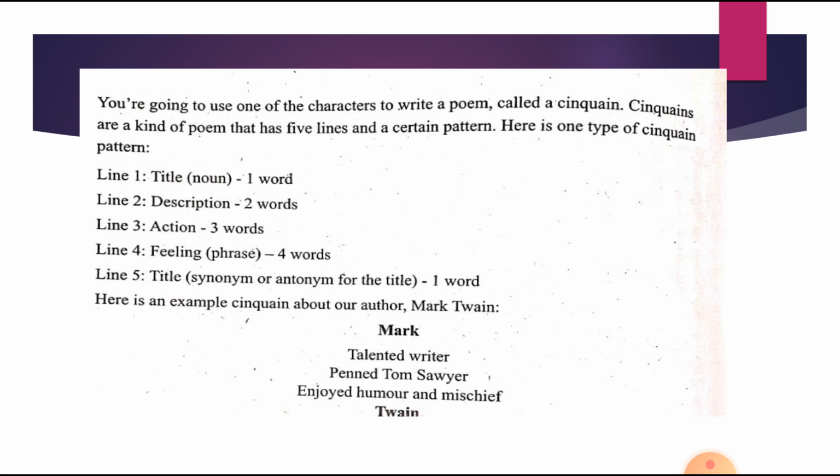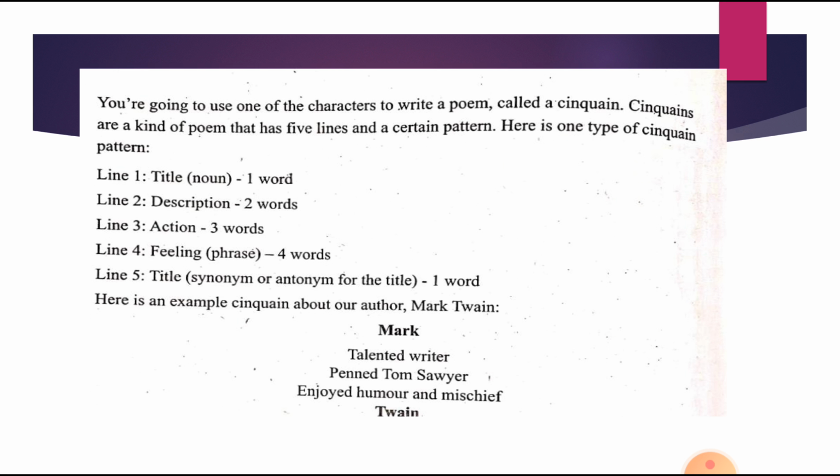Now here they have said that you are going to use one of the characters to write a poem called a cinquain. A cinquain is a kind of poem that has 5 lines and follows a certain pattern, and the poem is solely about the character, not about the story as a source. Line 1 is the title, one word, any noun.